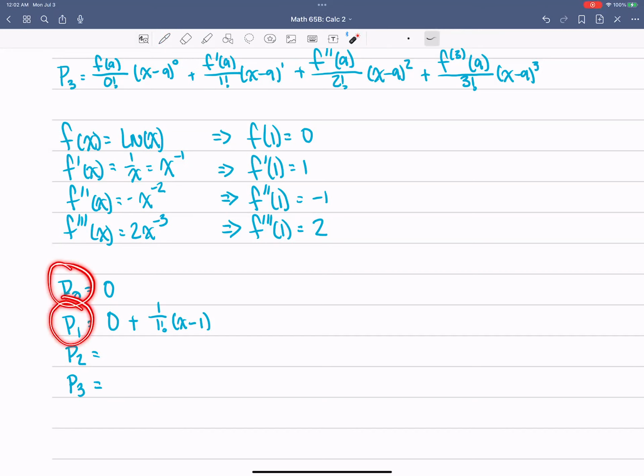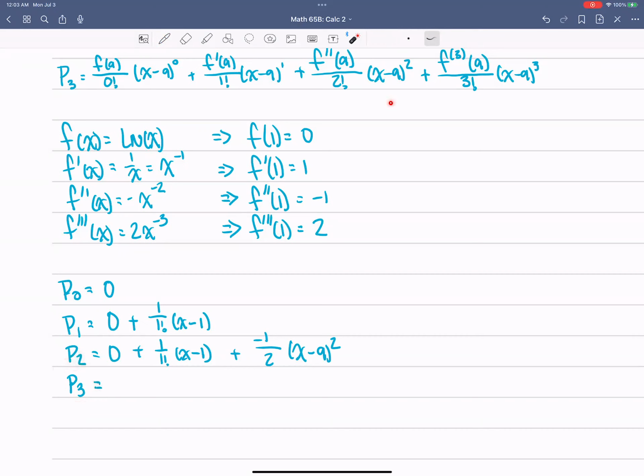P0, P1, P2. We're looking at all of these values again. This time we're adding in this term here. So f double prime of a is negative 1. So negative 1 over 2 factorial, which is 2 times 1, just equals 2, times x minus a squared. And that's it for polynomial 2.